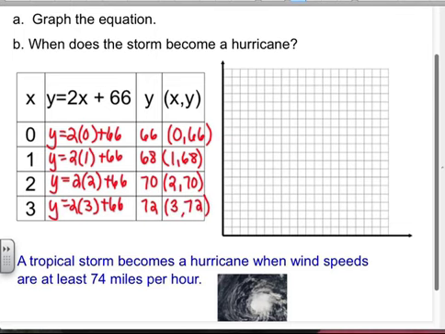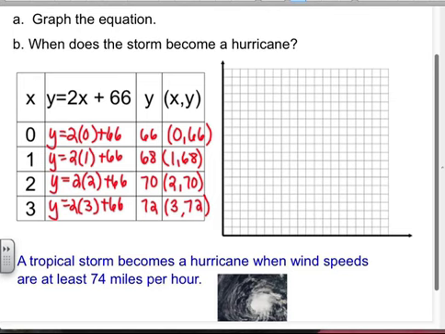So what does this really mean? It means at 0 hours, the wind speed was 66 miles an hour. After 1 hour, the wind speed was up to 68. After 2 hours, it was 70. And after 3 hours, the wind speed was up to 72 miles an hour.